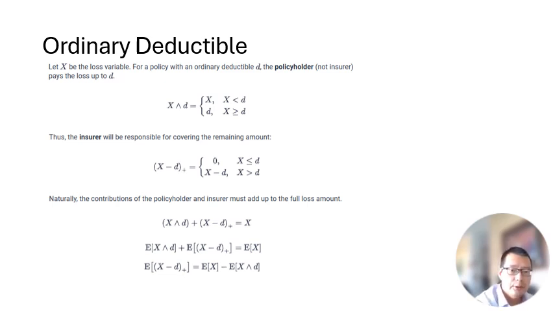Naturally, the contributions of the policyholder and insurer must add up to the full loss amount. Therefore, X cap D plus (X minus D)+ is equal to X. The expected values of these two items, X cap D and (X minus D)+, will add up to the expected value of X. And if we rearrange the terms of the formula, then we get the expected value of (X minus D)+ is equal to the expected value of X minus the expected value of X cap at D.